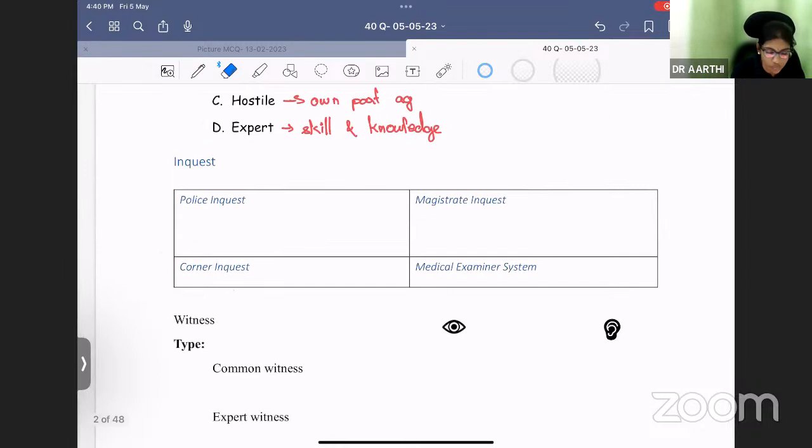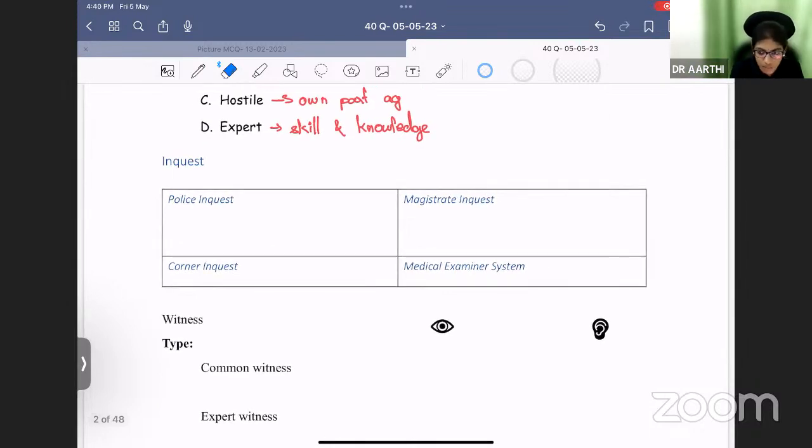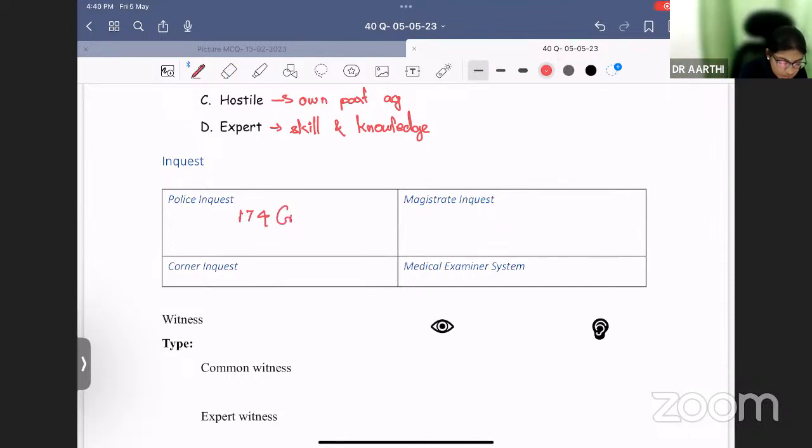Now a brush through the common legal procedures. What comes? Inquest. We have police inquest and we have magistrate inquest. Police inquest comes under section 174 CrPC. Magistrate inquest comes under 176 CrPC. And we have two types of magistrate: judicial and executive.